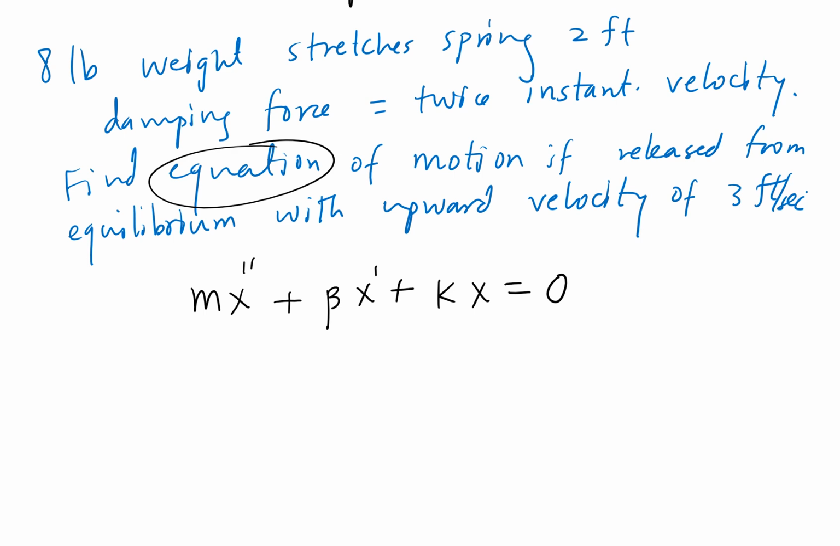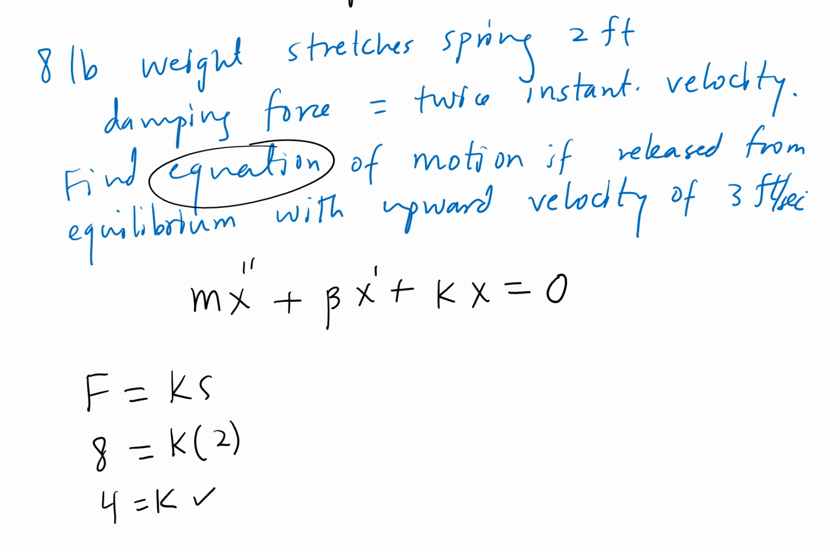To do so, we need to find m, beta, and k. So let's start with k. k is the spring constant. We learned in the previous section that F equals k s. The force they give us is 8 pounds. We're looking for k, and s is 2 feet, from the first line of the problem. So k is 4.